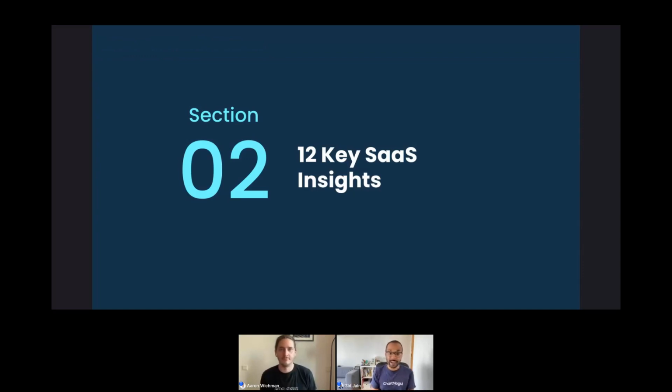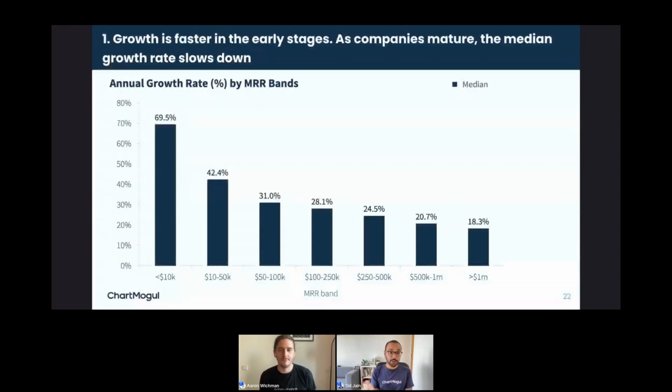The first key insight that I wanted to share with you is on growth. The chart here shows the annual growth rate by MRR bands. On the y-axis, you can see the annual growth rate, and on the x-axis is the MRR band range. As you'll notice, growth is faster in the earlier stages, and as companies mature, growth usually slows down.